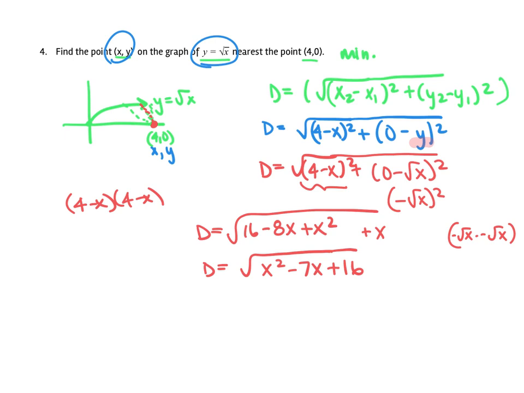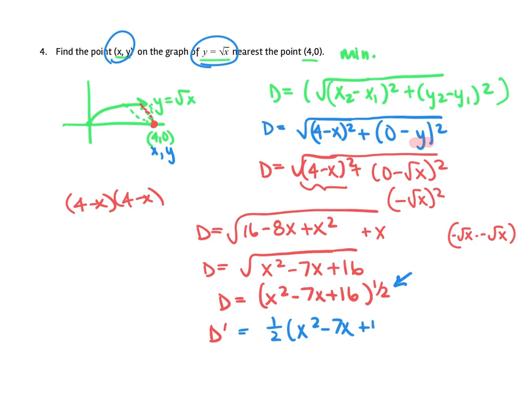And I now have to take the derivative of this. In order to do that, I have to write this as a rational exponent. So I have to make all of this to the 1/2 power. And then I have chain rule going on here. I'm going to start with my outsidemost function first, which is taking care of that 1/2. So it's going to be 1/2 x squared minus 7x plus 16 to the negative 1/2, followed by chain rule, which is the derivative of the inside, so 2x minus 7. This is my derivative that I now need to set equal to 0.